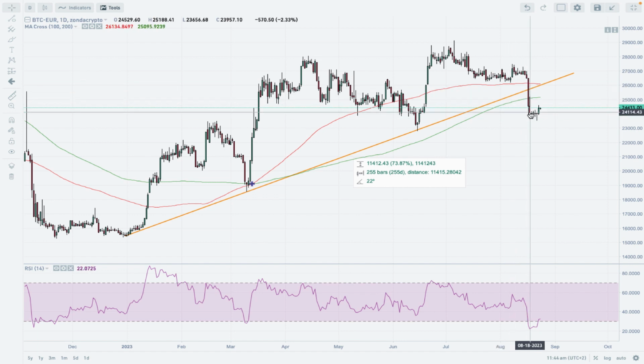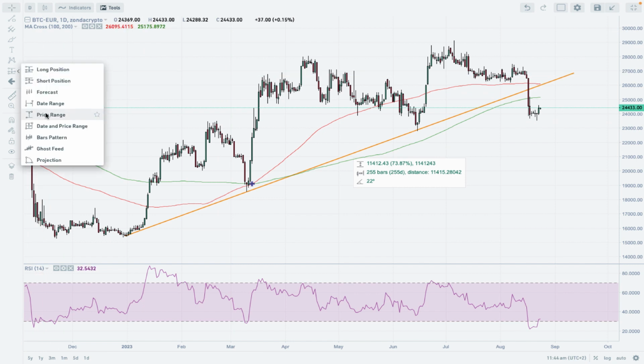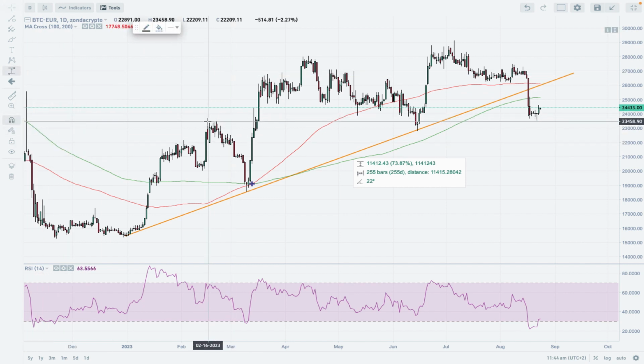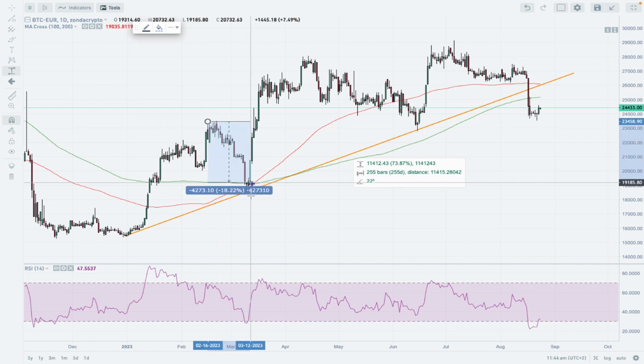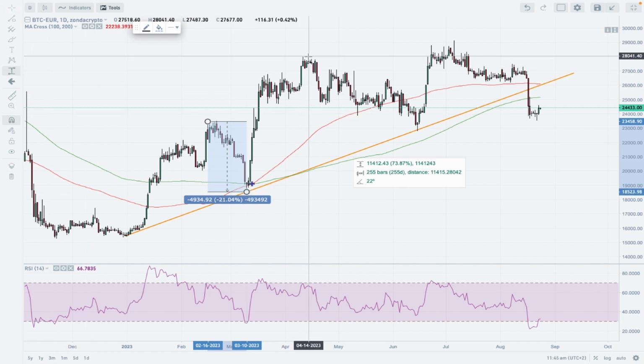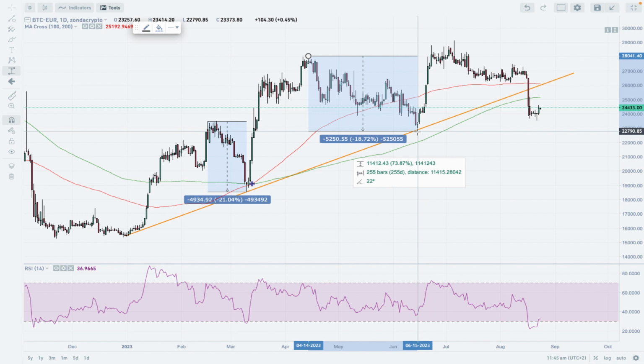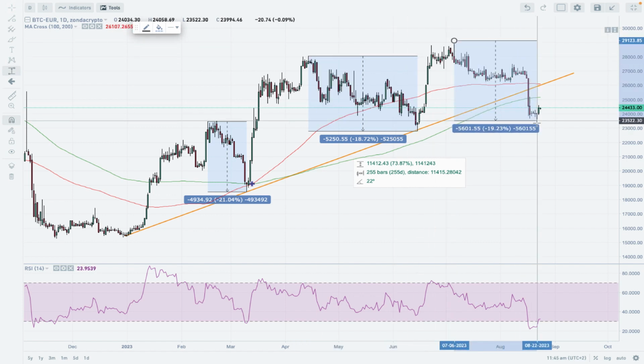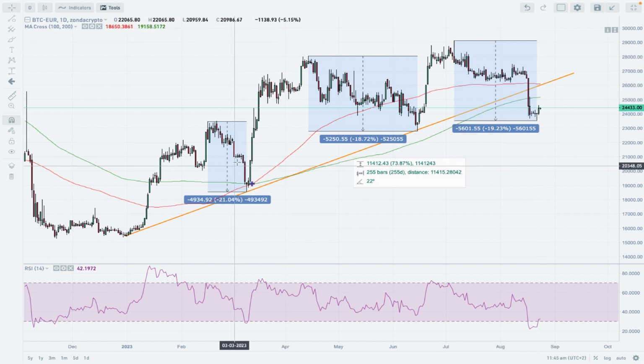So big drop here, but we witnessed this kind of drops before. If we take a look at the previous corrections from the highs to the lows, we can see straight away that the last one was minus 21%. The previous one was exactly minus 18, almost minus 19%. So right now we've lost roughly minus 19% to the newest low. So minus 21, minus 18, minus 19, almost the same range of correction, give or take 2%, right? So that's nothing new here.